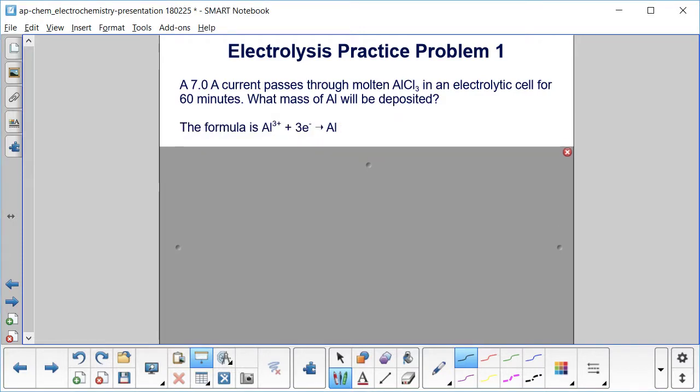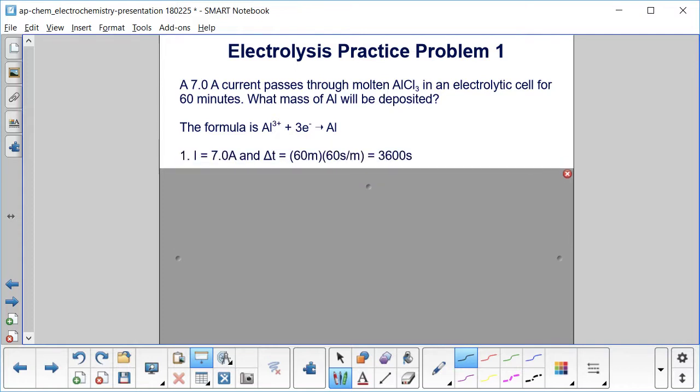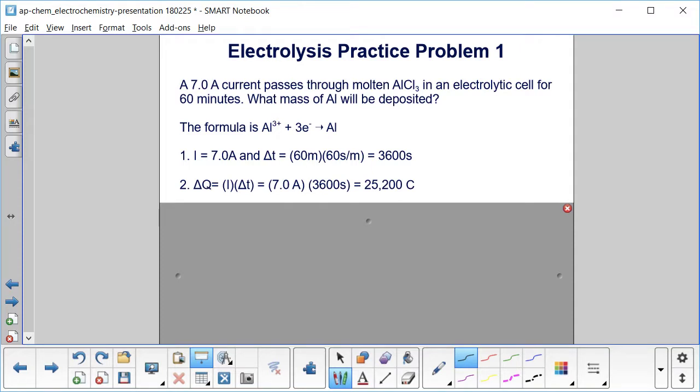So we start here with the formula for what's happening, where we're depositing the aluminum. So that's our solid, aluminum solid. The current is 70 amps. The time in 60 minutes is 3,600 seconds. So we can find Q.